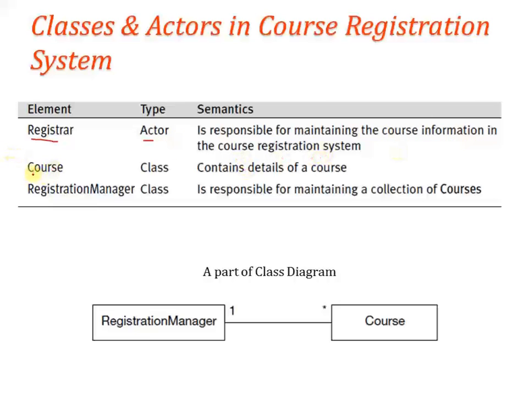And then we have two other classes. One is called course and the other one is called registration manager. The course is going to contain the set of courses present in that particular university, and the registration manager is responsible for maintaining the collection of courses. So this is a part of a class diagram. One registration manager can manage multiple courses.